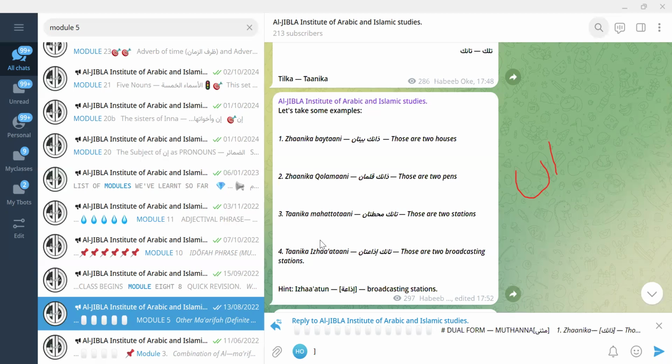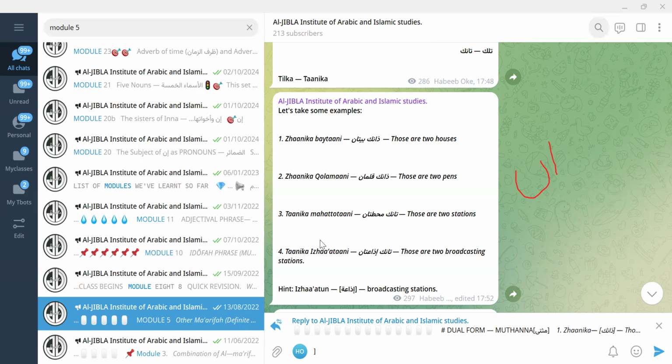And ذَلِكَ إِذَاعَتَانِ. إذاعة means radio channel or radio station. So those are two broadcasting stations. Whatever radio station you want to refer to, this or that, say إذاعة. Any kind of radio station you want to refer to, say إذاعة.